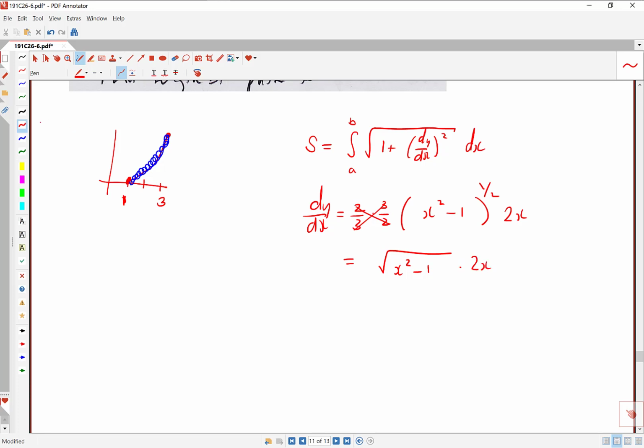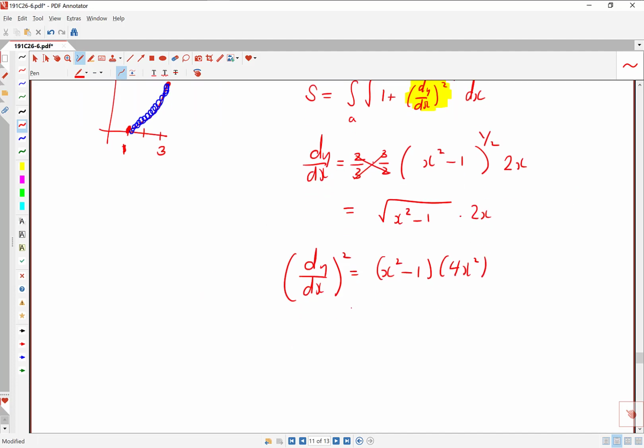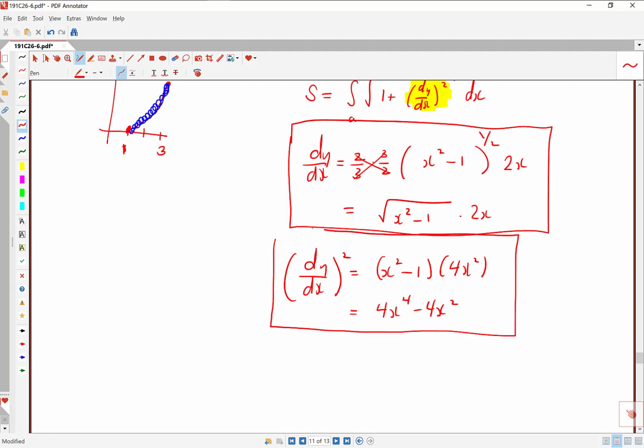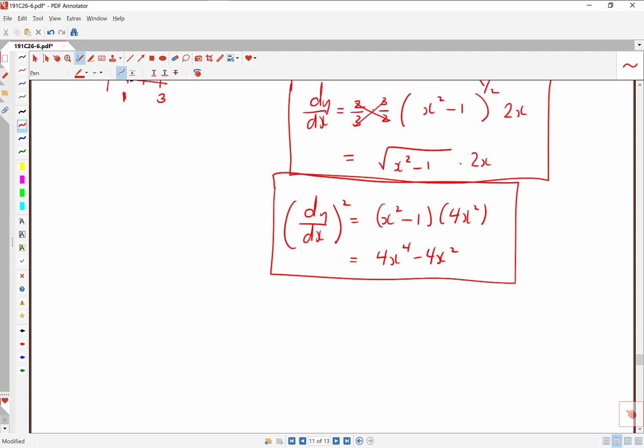Now, for the arc length formula, it's not actually dy by dx that we want, it's actually the square of that. So we might as well square this thing so that we're ready to plug into our integral. So square of that, we're just going to square each of the factors. So the root x squared minus 1 becomes a full x squared minus 1, and the 2x squared becomes 4x squared. And then we might as well just multiply that out to make that a little easier to deal with. So that would be 4x to the 4th minus 4x squared. And now that we've got that, we're ready to calculate our arc length.